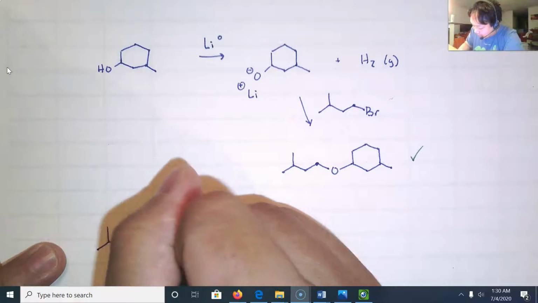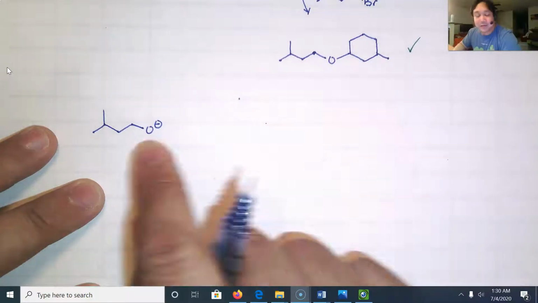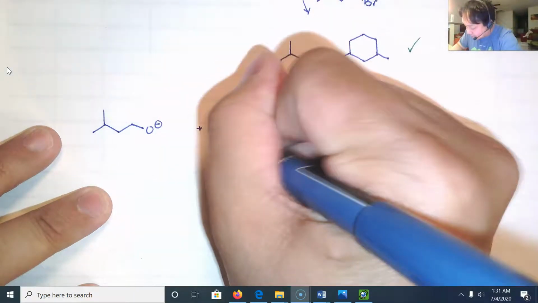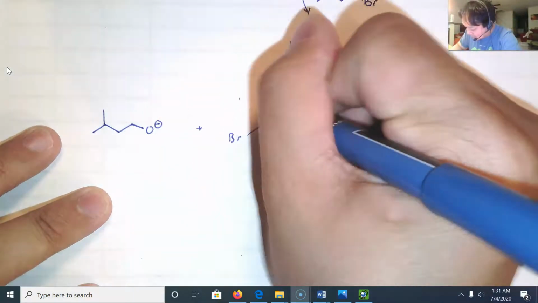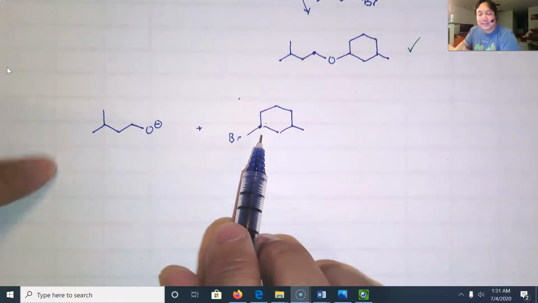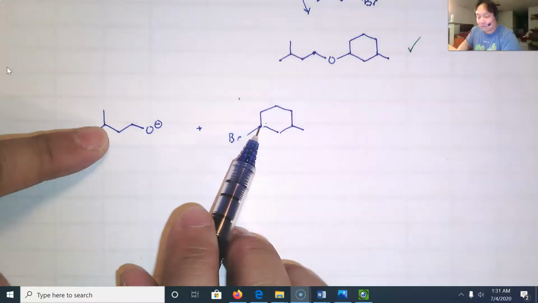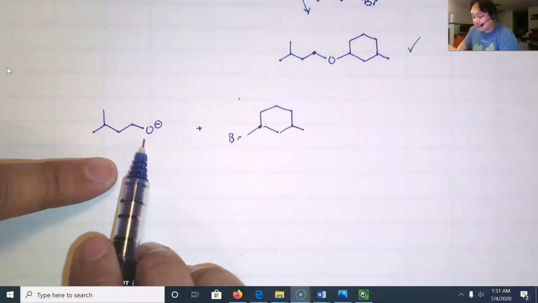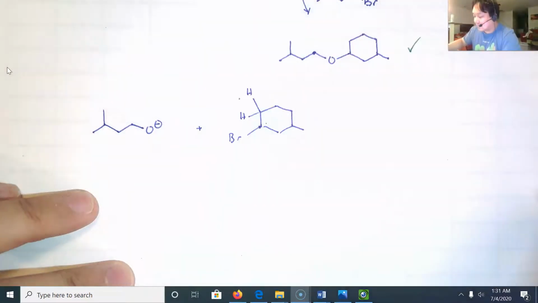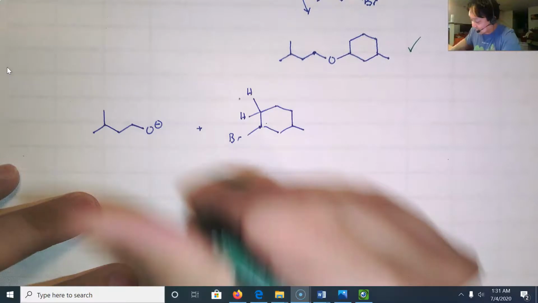O minus, that alkoxide, yes, it could act like a strong nucleophile, but it could also act like a strong base. And when you have a secondary alkyl halide, like this, when it's crowded, when it's secondary or tertiary, it's less likely for the O to be able to attack here and kick out the bromine. It's more likely to rip off one of these beta hydrogens. So when your alkyl halide is secondary or tertiary, the reaction that will actually happen is this.